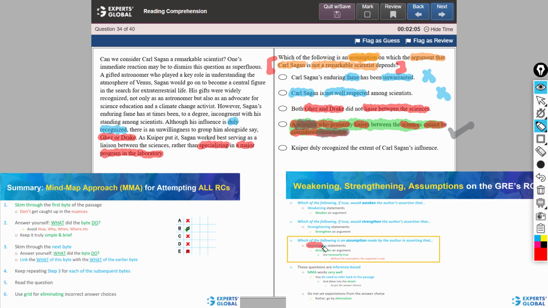Remember, an assumption statement strengthens an argument and is necessarily true for the argument to hold. Imagine, even if these scientists also liaised between the sciences, this would not have any bearing on this conclusion here. Therefore, this answer choice is incorrect. That this specialist mentioned in the argument duly recognized the extent of our scientist's influence has no bearing on the conclusion that our scientist is not a remarkable one. Therefore, answer choice E is also incorrect.